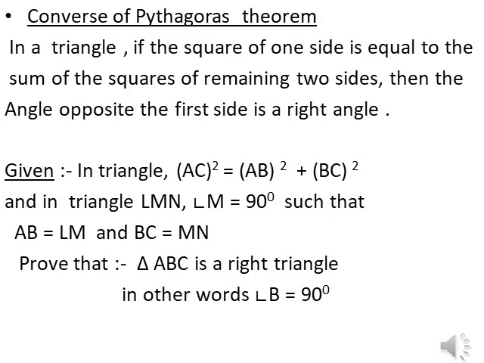Now let us recap what we have learned in the 9th standard. In the 9th standard we have seen that if two triangles stand on the same base and between the same parallel lines, then the areas of those triangles are equal.